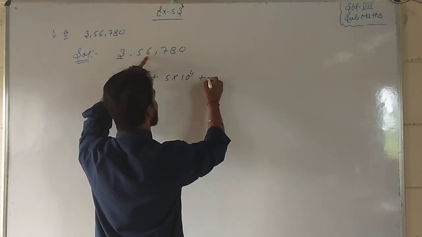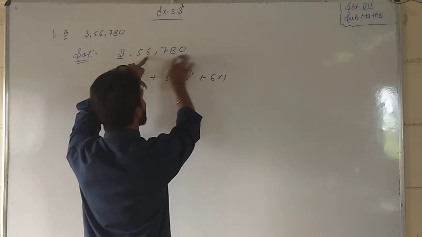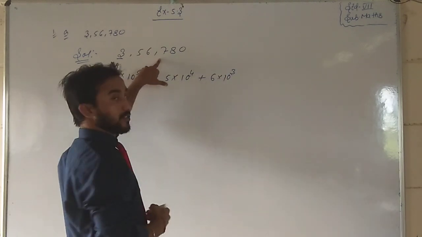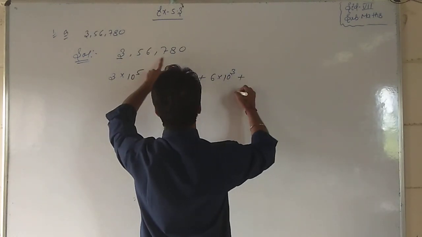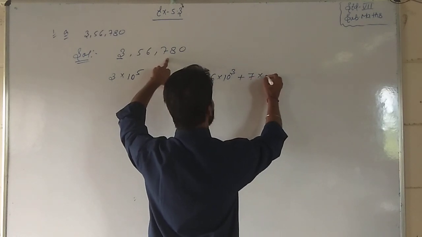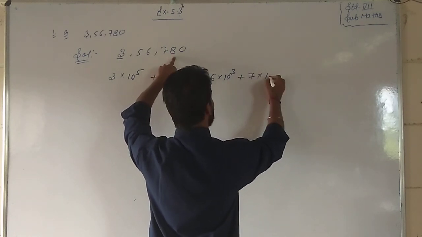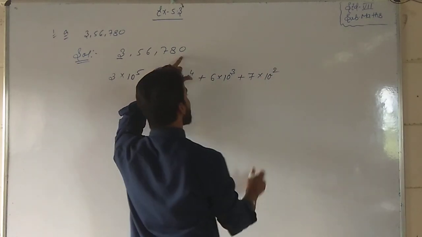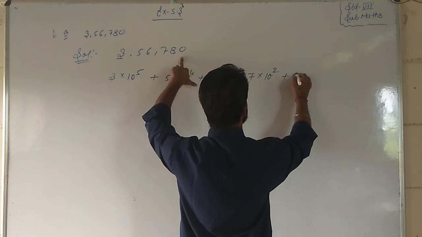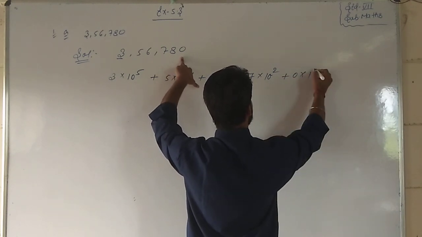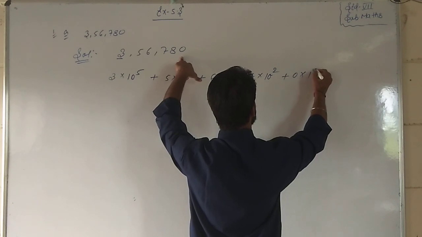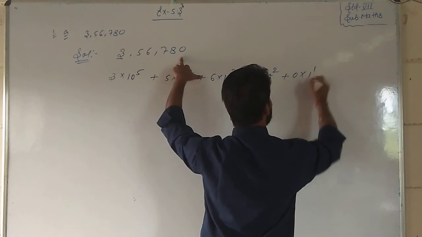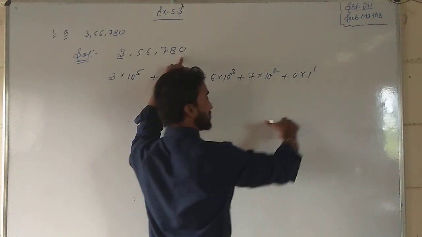Next plus, what is the number? 6 into 1 followed by how many zeros? 3 zeros. So instead of 3 zeros, what will we write? 10 to the power 3, that is 10 cubed. After that again plus 7 into 1 followed by double zero. Instead of double zero, can you write a square? Now plus 0 into 10 to the power 0. What will be done? 10 to the power 1, resultant 1, and 1 times 0 will be 0.